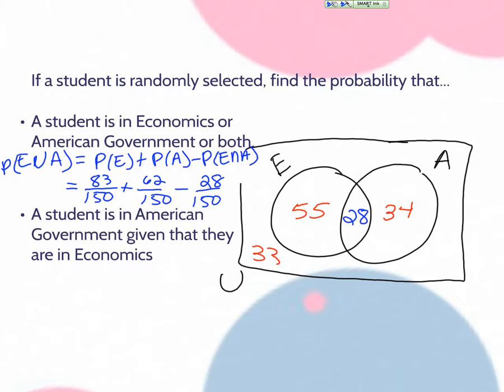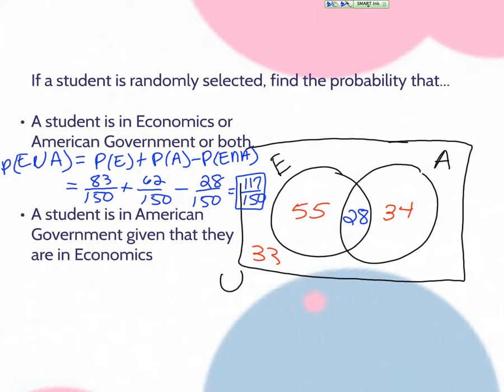So I add up all the econ students and I add up all of the American government students, but I subtract that overlapping piece. And since I just made up that example, I better do this one too. 117? So 117 over 150. So that's using the formulas.